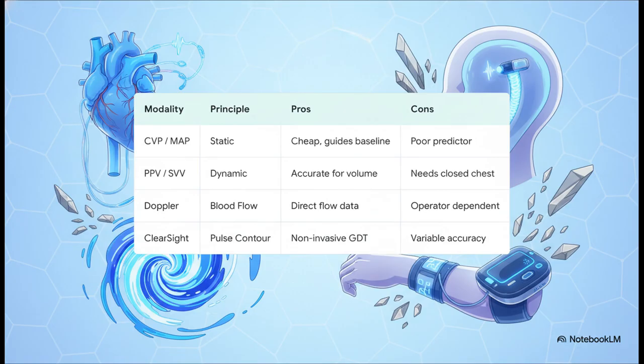them post-op. Esophageal Doppler provides excellent direct blood flow velocity data in real time, but is highly operator-dependent and requires constant probe repositioning. Finally, novel non-invasive pulse contour technologies like ClearSight are emerging to provide continuous GDT. Though, as the Lacey trial showed us, their accuracy can be seriously compromised in patients with the severe, calcified vascular disease that is so typical of ESRD.